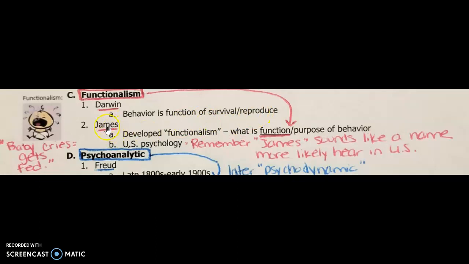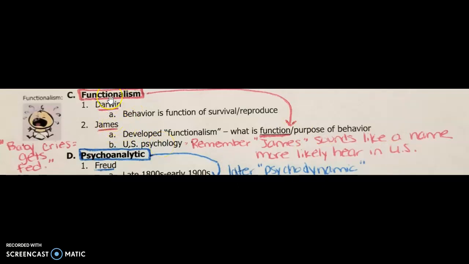So James was a person that brought psychology to the US. Whenever I think of James, I think, okay, James is a first name or a last name that you might hear a lot more in the US compared to Wundt, you know? So Wundt was the father of psychology, but James was the father of psychology in the US.